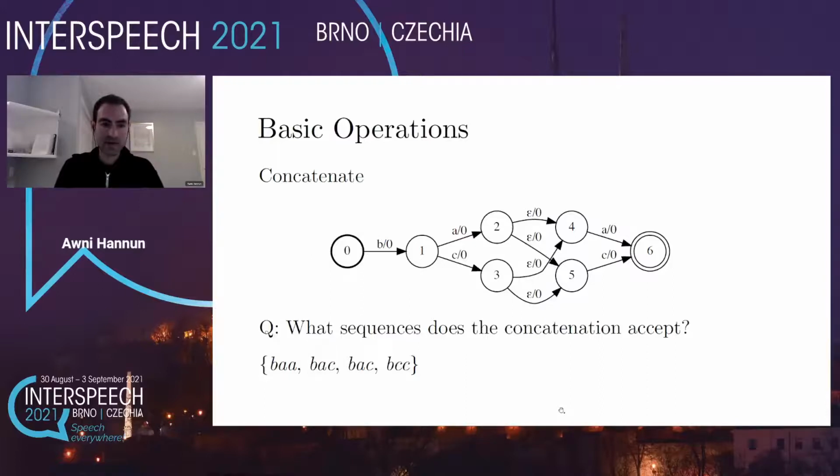So the concatenated graph is represented here. As you see, every accept state from the first input is connected to every start state from the second input with an epsilon transition. So since there were two accept states in the first input and two start states in the second input, there are 4 new epsilon transitions. And the concatenated graph accepts the 4 sequences below.